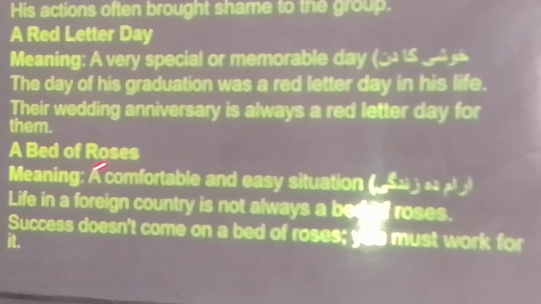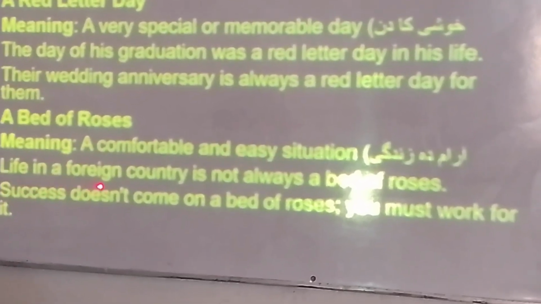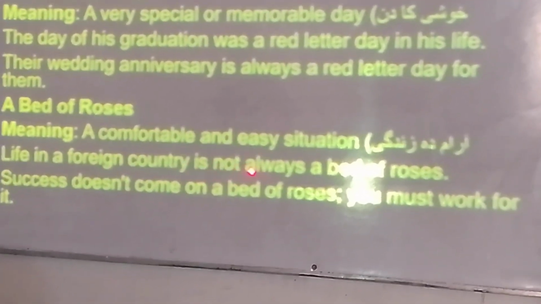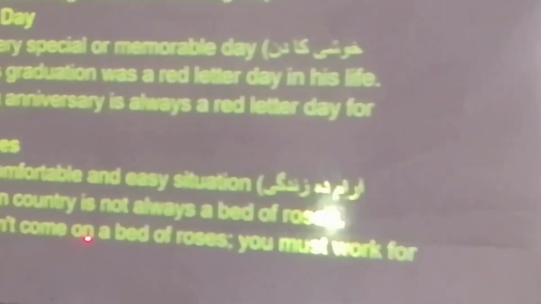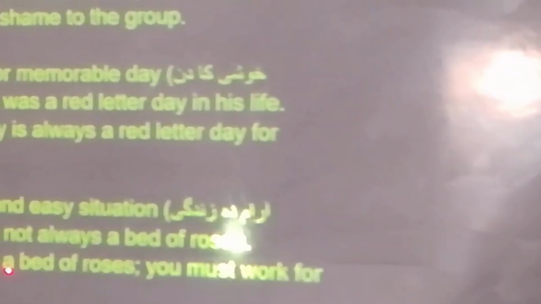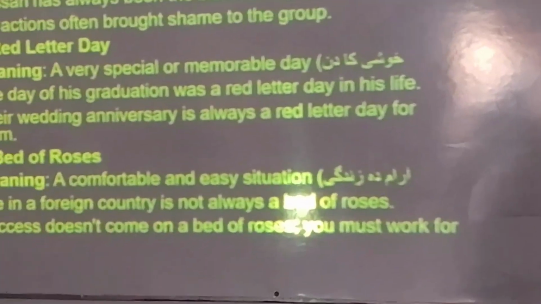Next is bed of roses. Bed of roses means a comfortable and easy situation. Life is not a bed of roses. Oh, there is another one. Life in a foreign country is not always a bed of roses. Success does not come on a bed of roses. You must work for it.